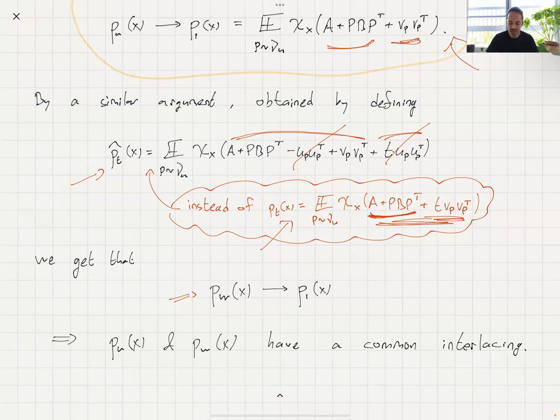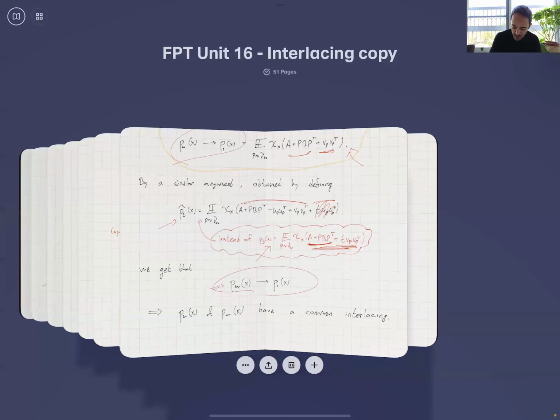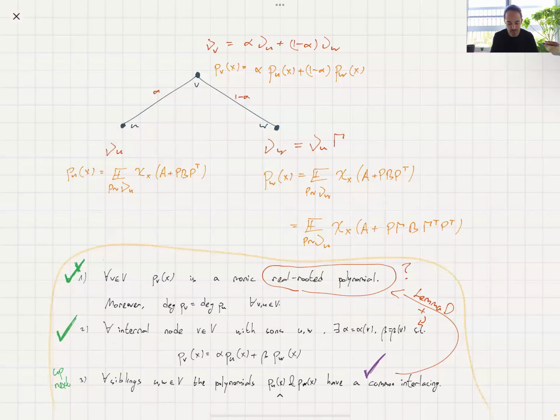And when you substitute 0, you get PW of X, because you get the VP transpose in a plus, this goes away, and the minus UP transpose. So the bottom line is that PW and PU have a common interlacing, P1, which sits in between, in a sense, not in the segment sense, but as a rank 1 update between these two rank 2 difference matrices. And so they have a common interlacer. And that kind of means we are done.